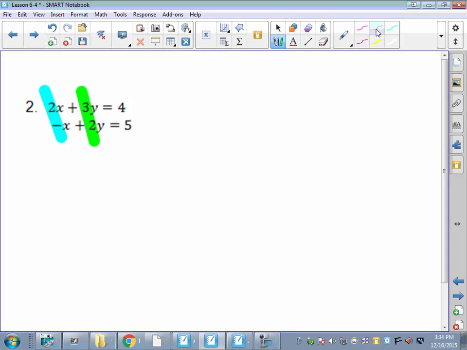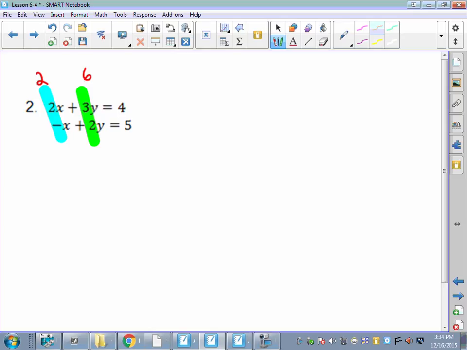Well, I could get the y's to be the same number. They both multiply to become a 6 at some point. But what would be much easier would be the x's, because a positive 2 and a negative 1, I could make those both 2's. And then I notice I've got opposite signs already. Maybe we should do this one.